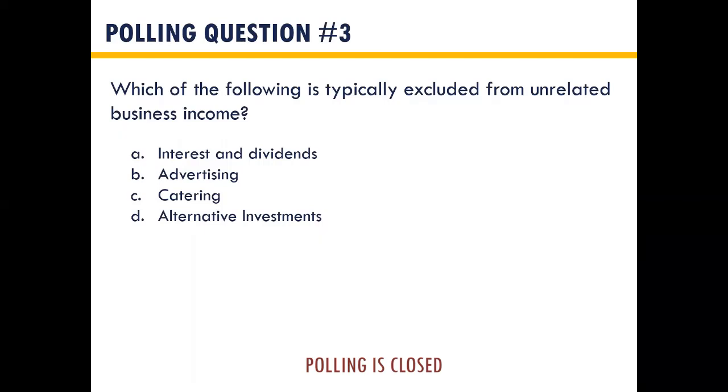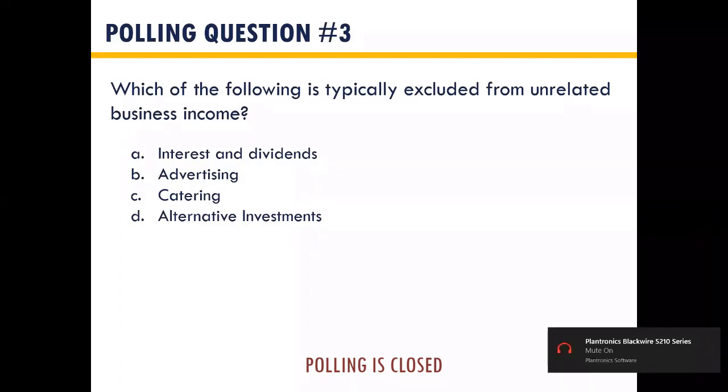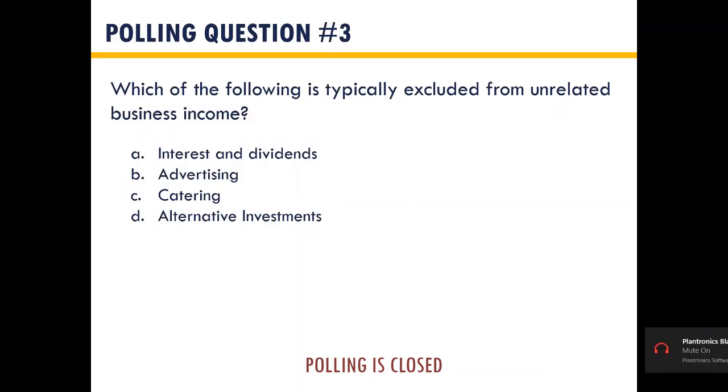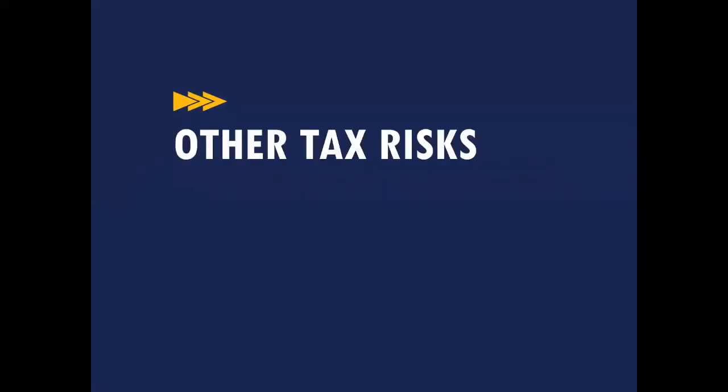Wonderful. So the correct answer is A. Typically, interest and dividends are going to be excluded from UBI unless there is a specific item, such as dealing with a controlled entity or something of that nature, that would cause it to fall into the unrelated business income category.